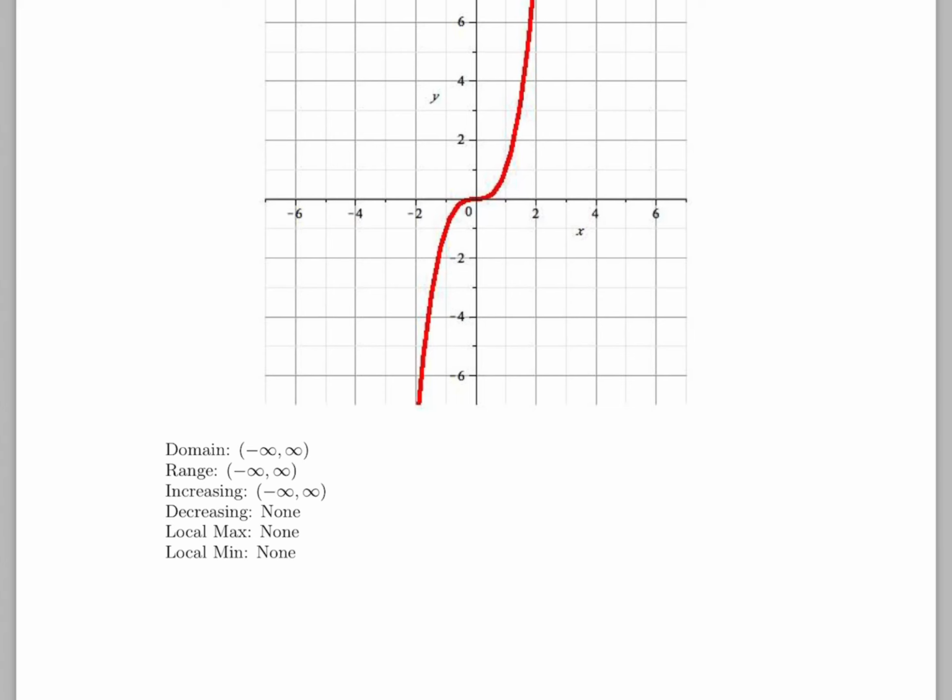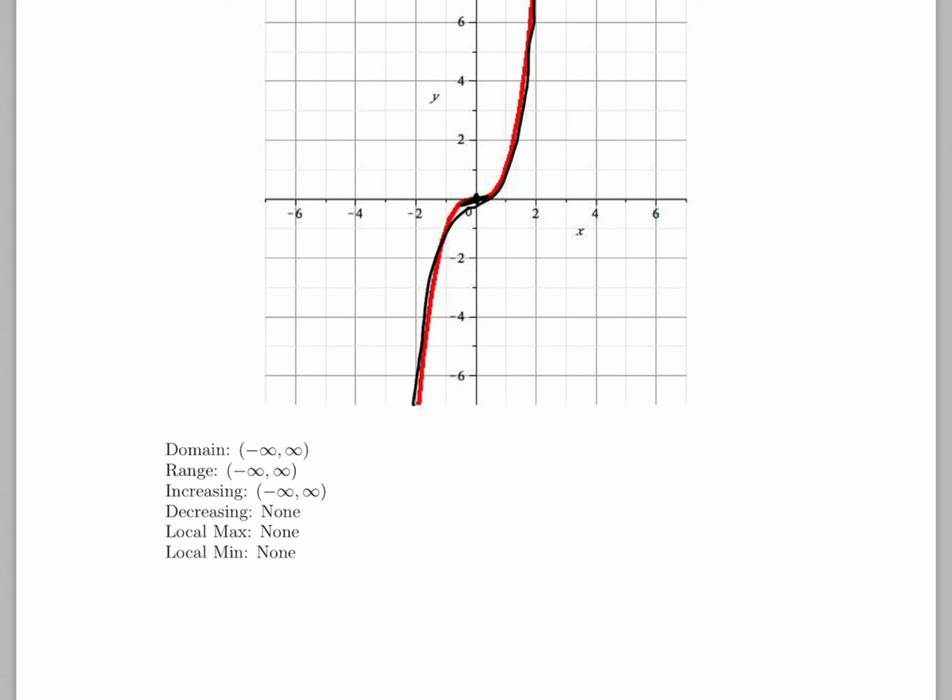It's all real numbers. It is increasing everywhere. So all the way along here, I'm always increasing. As I go from left to right, I'm getting a larger and larger function value out. Even though it looks like it flattens off slightly here, I am still increasing the whole way along. It doesn't actually change direction. It just slows and then gets steeper and steeper again.